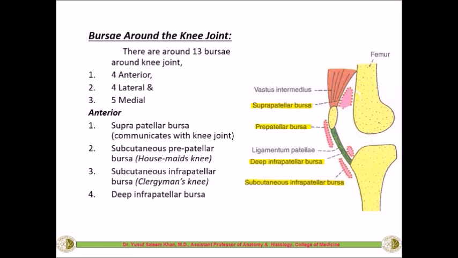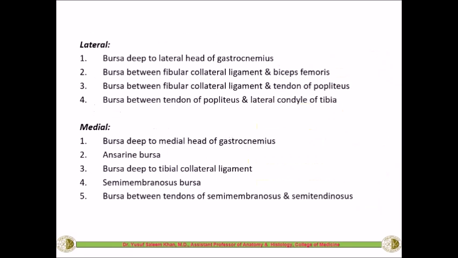Apart from that, there is also one bursa which is deep inside. This is called the deep infrapatellar bursa. If you can see here, deep inside here is the deep infrapatellar bursa. So these are the four anterior bursae which are very important: the suprapatellar bursa, the subcutaneous prepatellar bursa, then the subcutaneous infrapatellar bursa, and the deep infrapatellar bursa.